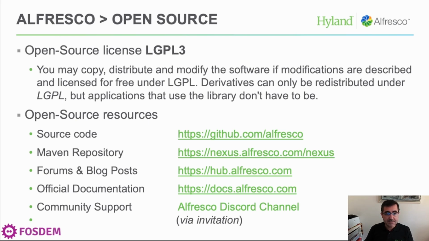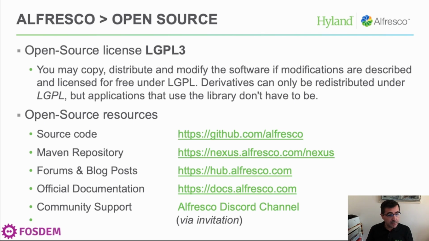The main license is LGPL version 3, so you may copy, distribute, and modify the software, and you need to provide also source code if you are extending Alfresco, as it happens in the modules, in the add-ons we are going to see later.